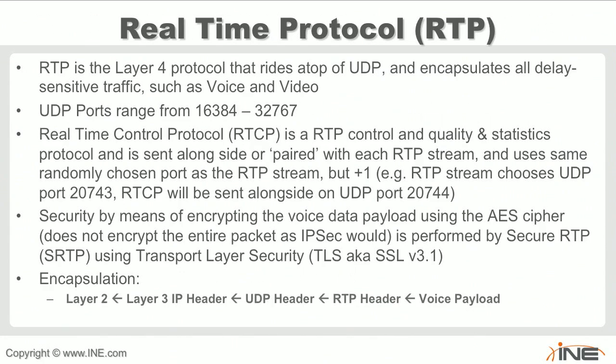So taking a look at something we've talked about a little bit already, the Real-time Transport Protocol, or RTP. RTP is the layer 4 protocol that rides on top of UDP, and it encapsulates all delay-sensitive traffic such as voice and video. So we use various UDP ports. There are 16,383 ports. They start at 16,384. And if you add 16,383 to 16,384, you get 32,767. So those 16,000-odd ports are what we use in the UDP range for our voice and video, for our RTP.